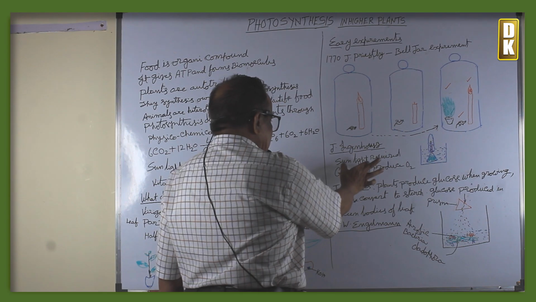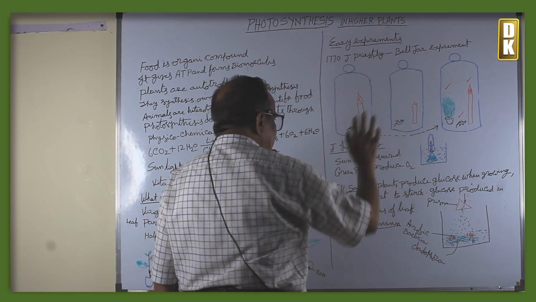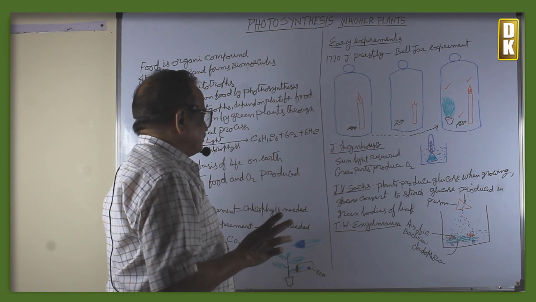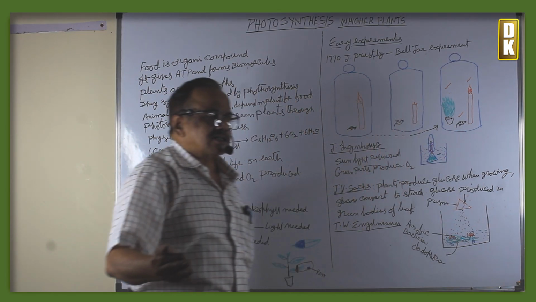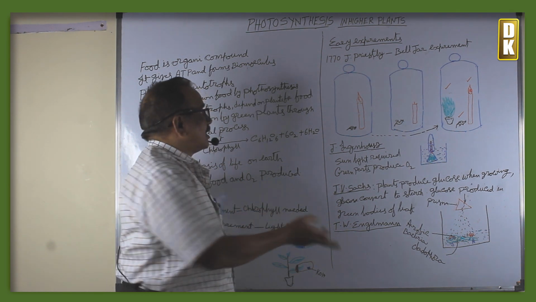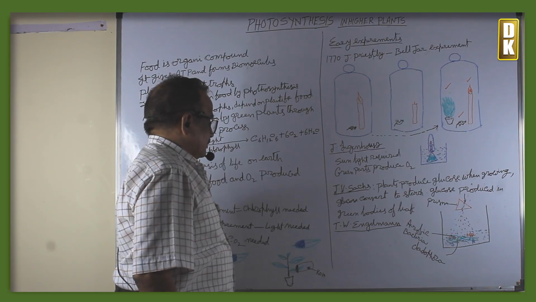So these are the sunlight experiment, that is actual. And green parts will produce aquatic bubbles, and those bubbles, the gas produced, is nothing but oxygen. Later on he discovered, after 1774, because after 1774 only Priestley discovered that.